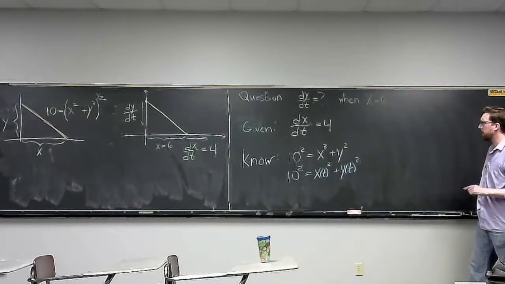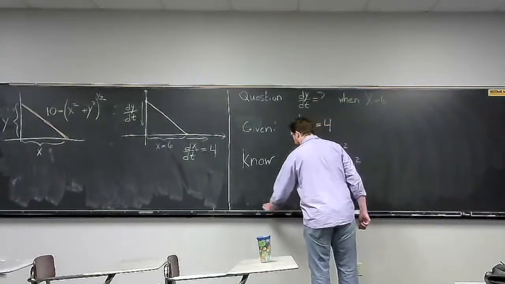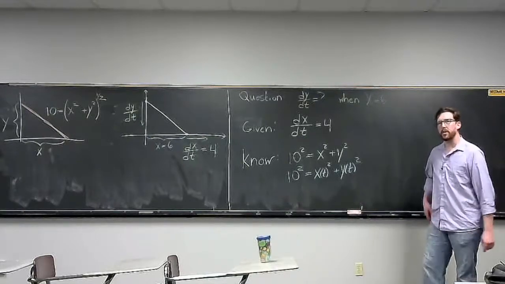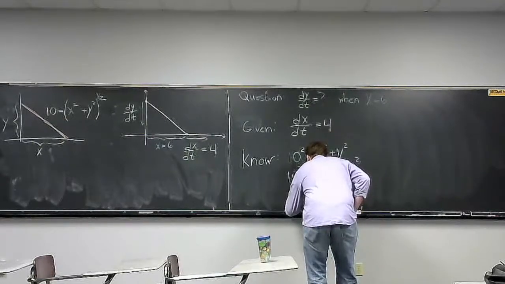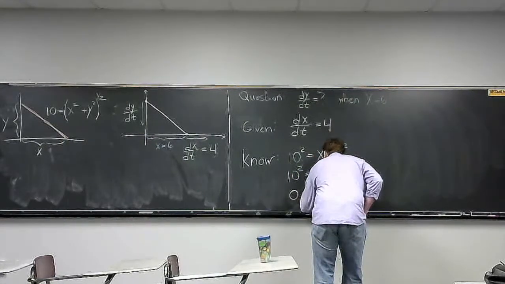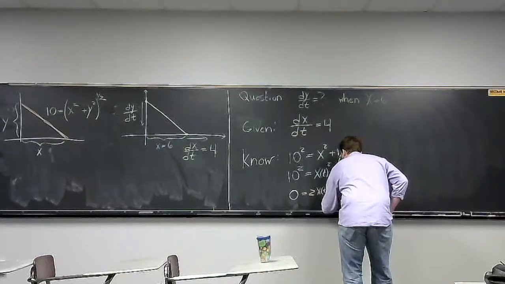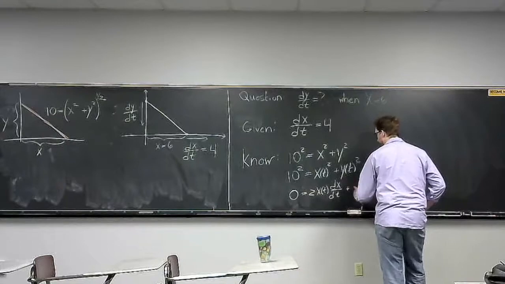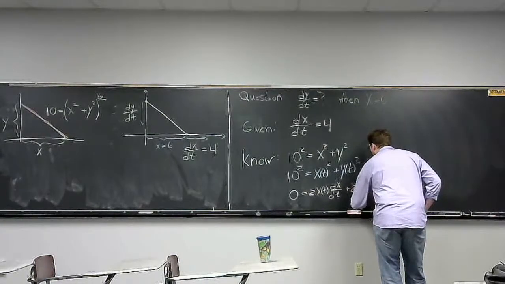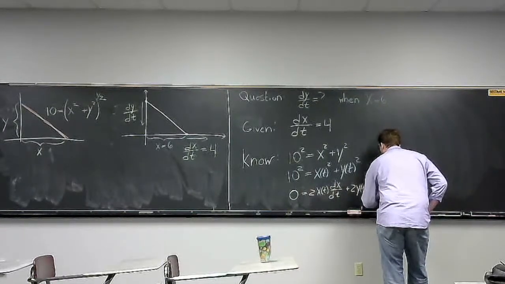And if that's the case, then applying the chain rule to all of this and using implicit differentiation, we're going to get that 0 is equal to 2 times x as a function of time times dx/dt plus 2 times y as a function of time times dy/dt.